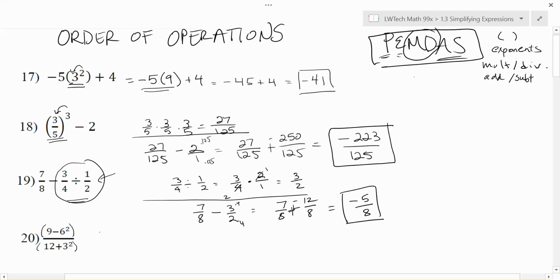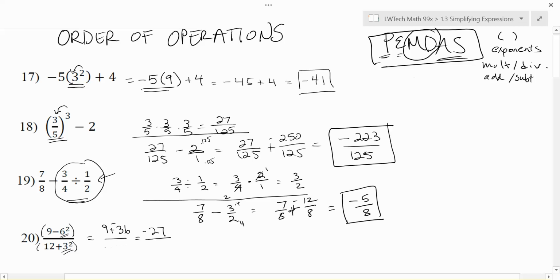All right, well, we do have to follow order of operations with the things that are on the top and the bottom. On the top, I have these exponents here. I have 6 squared, so we do exponents first. So that's going to give me a 9 minus 36 on the top. And I can actually do that 9 minus 36. Remember, think of it as 9 plus -36. And in this case, I would end up with a -27 on the top. On the bottom again, I have 12 plus 3 squared.